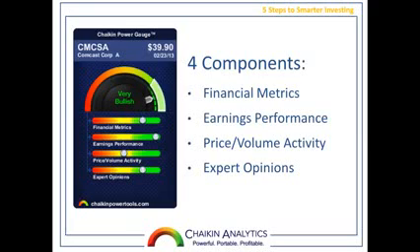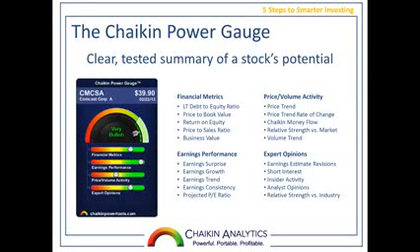And I try to build this as a logical model. This is called a quantitative model, and it groups 20 factors into 4 components. So we have financial metrics, earnings, which is like a company scorecard, price volume activity, which is only 15% of the model. So those are the technical analysis indicators that I focused on in the early part of my career. And then what we call our secret sauce, expert opinions, or the sentiment of the smartest people in Wall Street. And the end result is the Chaikin Power Gauge rating, a clear, tested summary of a stock's potential.